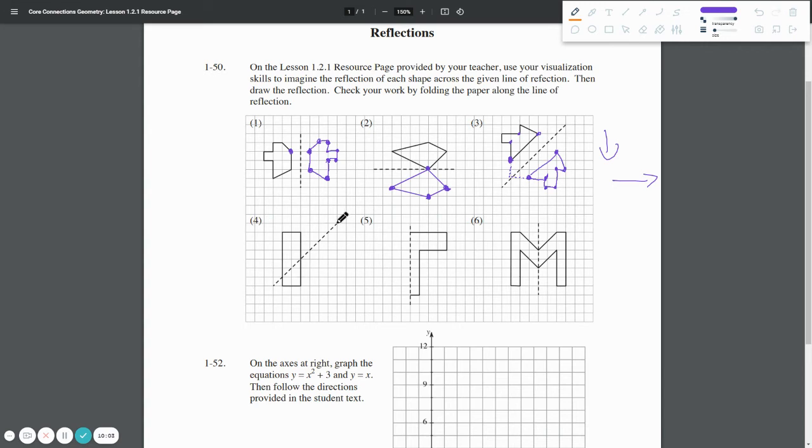Okay. So the same thing applies for number 4. If you notice, though, we have points that are above the line of reflection, these two in particular, and then we have these 2 points which are below the line of reflection.